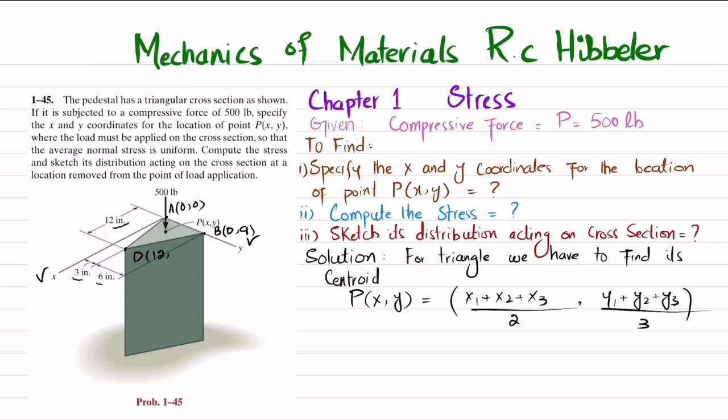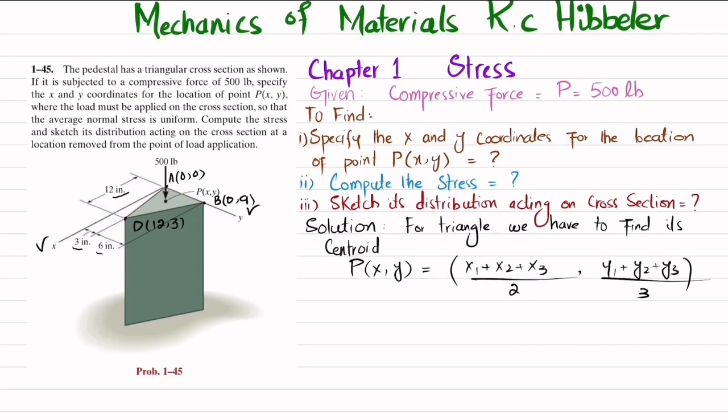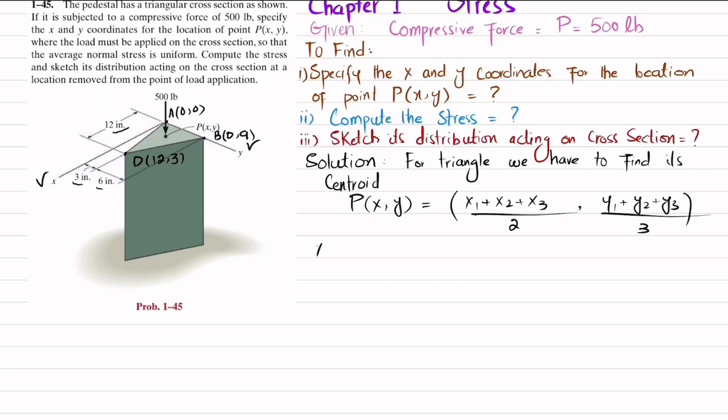On the y axis this distance is 3. So this will be 12 comma 3. Now you can find its x coordinate. So x will be equal to x1 plus x2 plus x3 divided by 3.